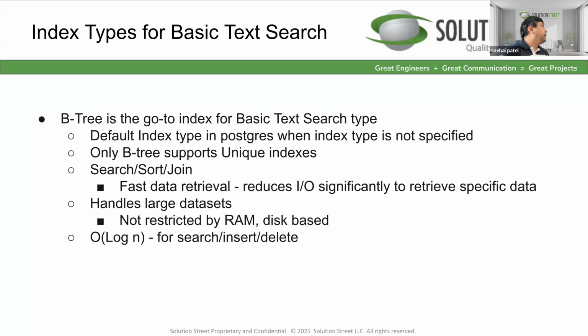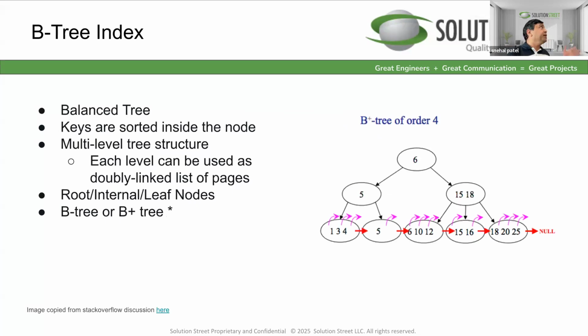So how does B-tree achieve such high performance? In order to understand that, we need to take a look at the structure of the B-tree. B-tree is a balanced tree. That means all the leaf nodes are at the same height from the root node. B-tree continuously performs rebalancing in order to ensure that all the leaf nodes remain at the same height so that consistent performance can be delivered.